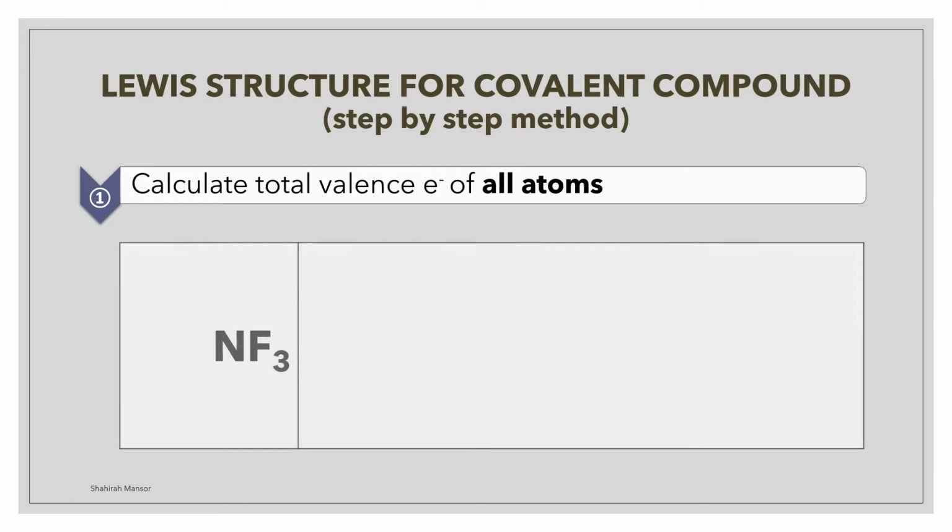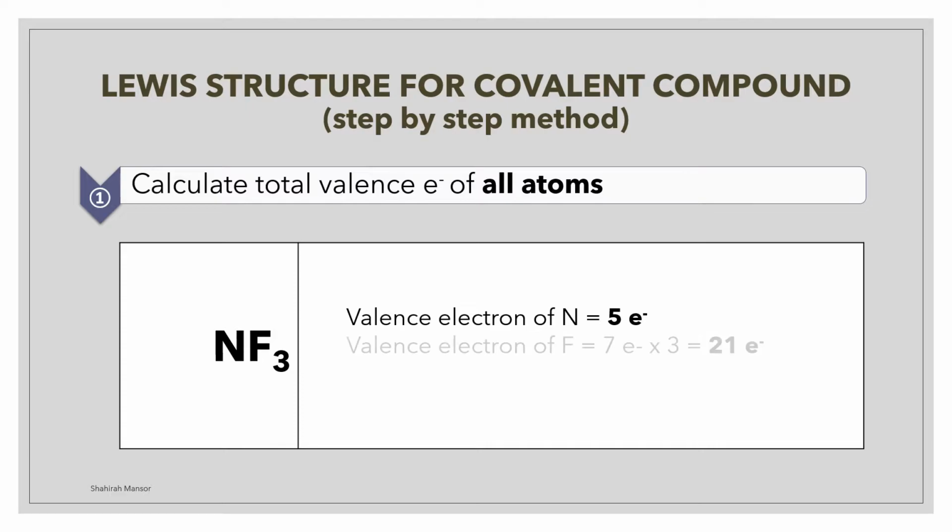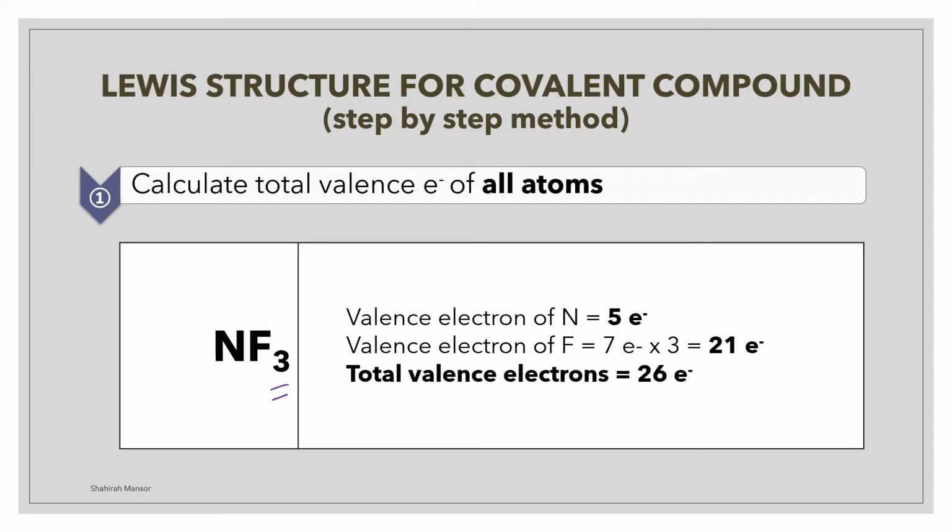Alright, now jom kita lukis Lewis structure for NF3. So first step, macam biasa, calculate total valence electron of all atoms. So we have nitrogen. Nitrogen valence is 5. Fluorine, valence is 7. But we have to times 3 sebab kita ada 3 fluorine di sini. Okay, and from there, you tambahkan, you will get total valence electron 26 electrons.